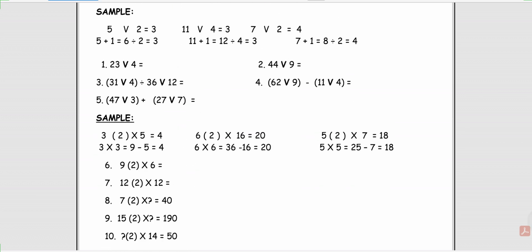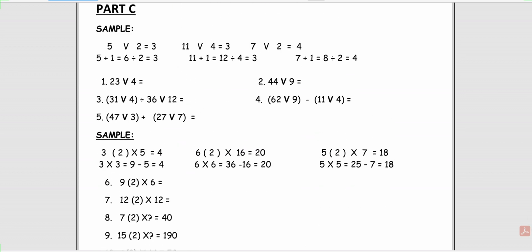Now quickly, let's wrap up with these other samples. Now for this, it is well explained. 5b2 equals 3. What do you do? You add 1 to the first number, and you divide by the second one. So that's what you do in the first sample.